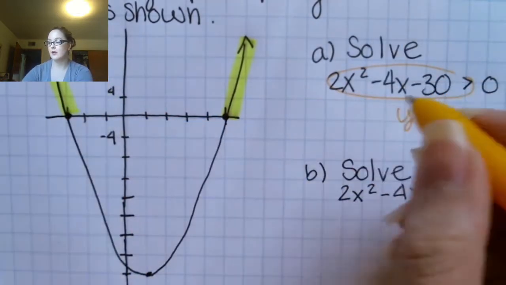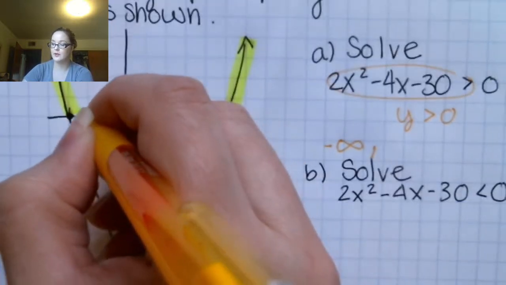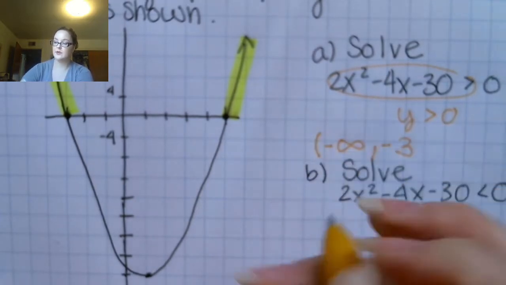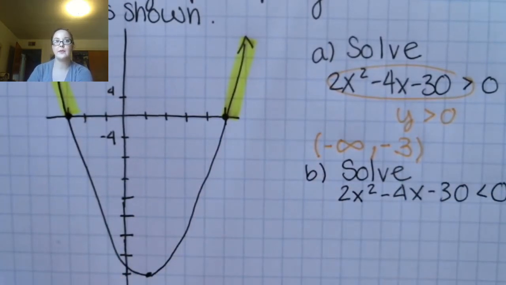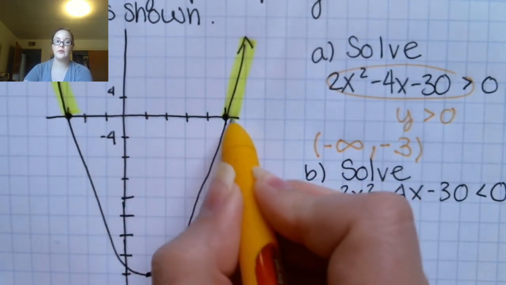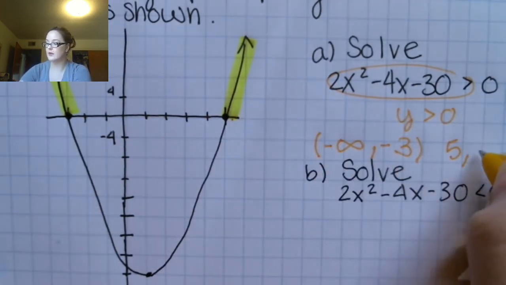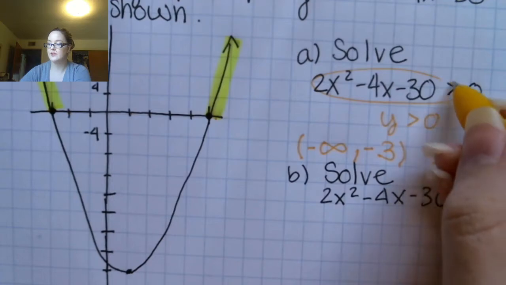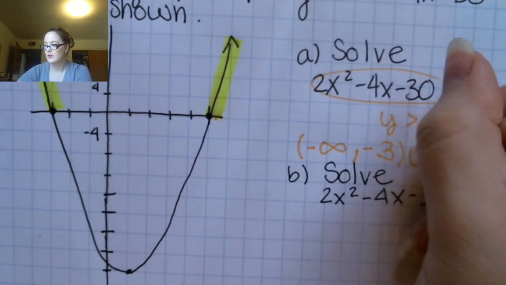So this is coming from the left, -infinity, up to this point, which is -3. Always use parentheses with negative infinity, and because it's greater than, we're going to use parentheses here as well. Now for this part, we're going to start here at 5. And it continues off to the right, so this is going to go to infinity. Always use parentheses with infinity. And because it's just greater than, I'm going to use parentheses here too. Two different intervals, combine them with the union.